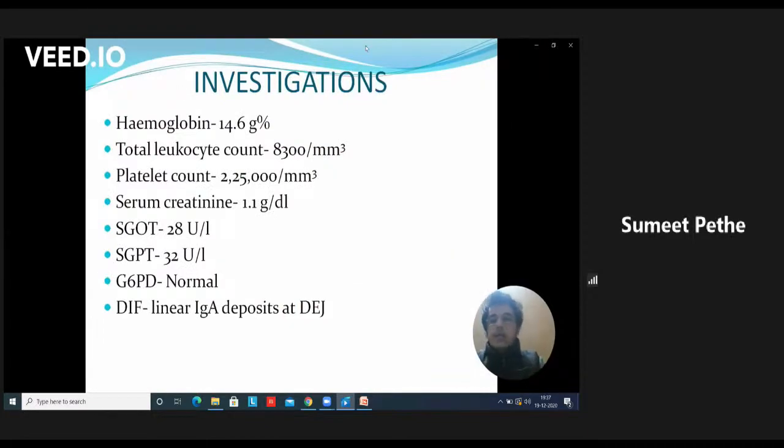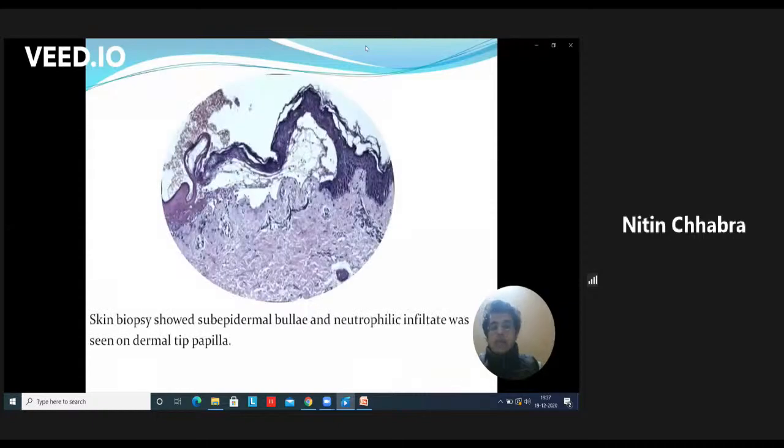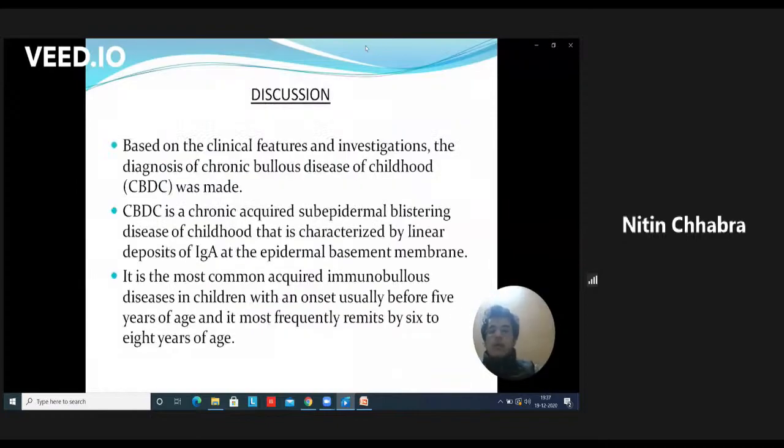Investigations: hemoglobin was normal, TLC normal, and on DIF we saw linear IgA deposits at the dermoepidermal junction. On skin biopsy, we saw subepidermal bulla and neutrophilic infiltrate at the tip of the dermal papilla. Based on clinical features and investigation, the diagnosis of chronic bullous disease of childhood was made.